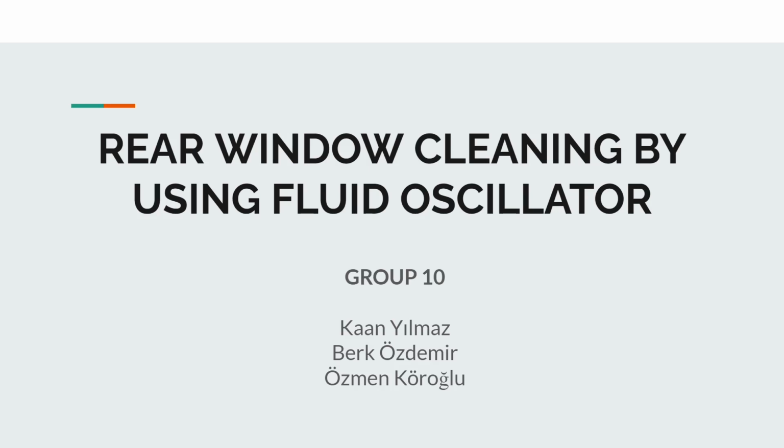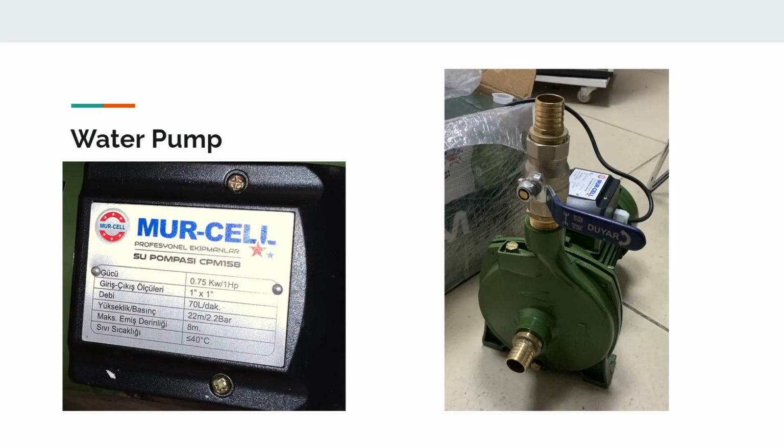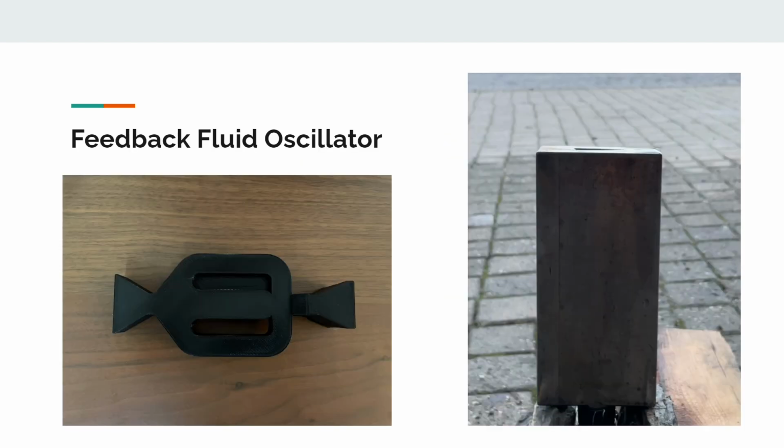Hello, we are Group 10 and this is our final video of our Fluid Oscillator project. There are three main components. The first one is the water pump, which has a 70-liter flow rate per minute. The second and the most important one is the Fluid Oscillator.